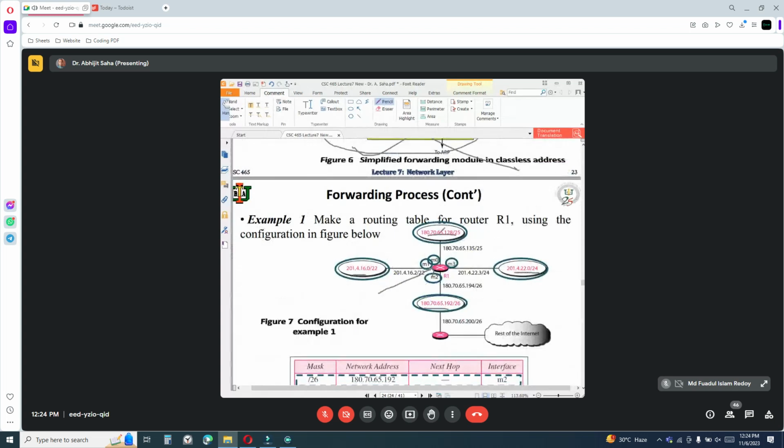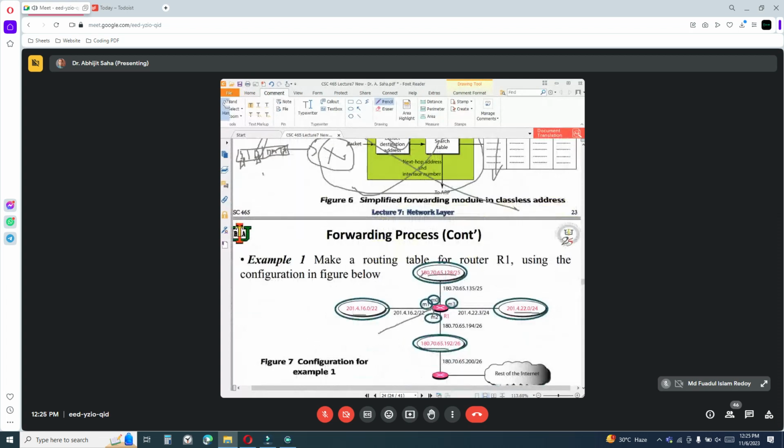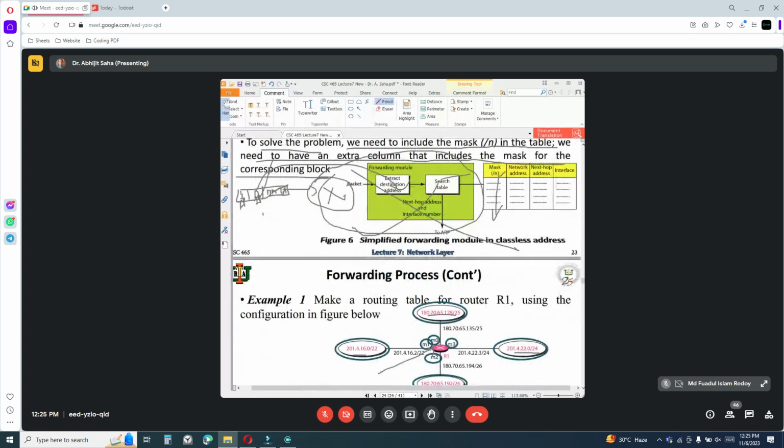Remember that because the networks here use classless addressing, you need to keep an extra column in the router, which is the mask /n. If you keep that, then with the destination IP address you have and the /n, you can find out the network address. That will be seen in the next example. So in case of classless addressing, the router should keep an extra column, the mask /n.